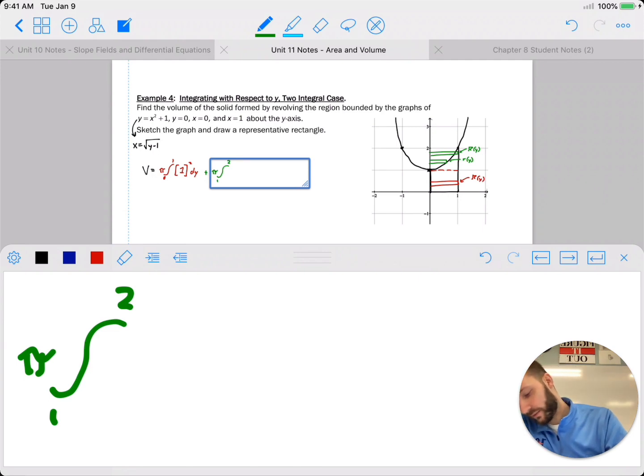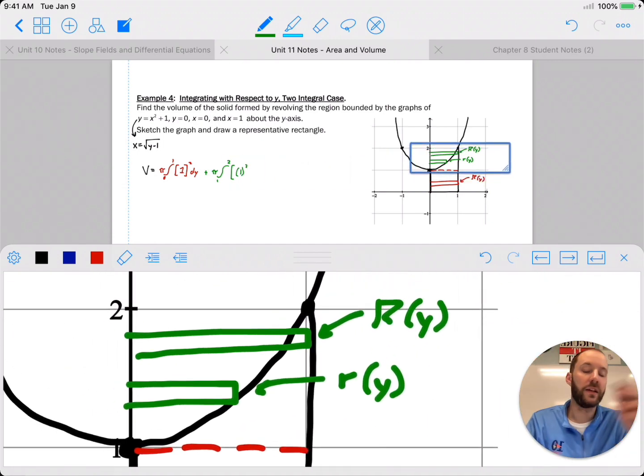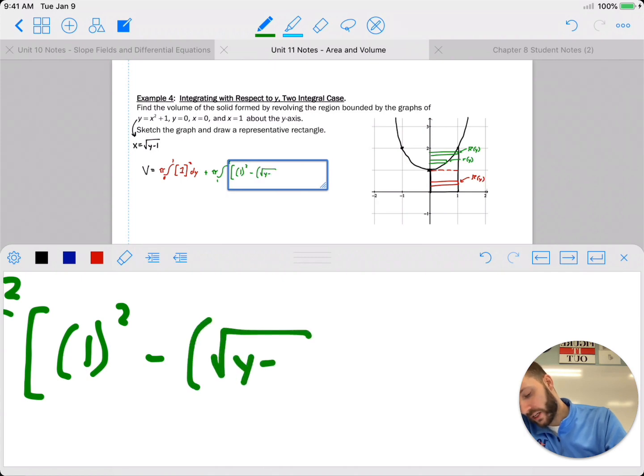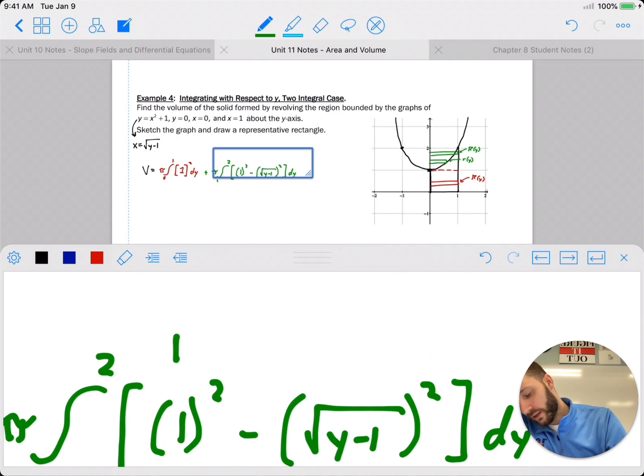So big R, again, is going to be that 1 squared, just the distance from the axis to the far side. From the vertical y-axis to the vertical line x equals 1 is 1 unit. Little r, which you subtract, is going to be root y minus 1 dy. So we have big R and we have little r.